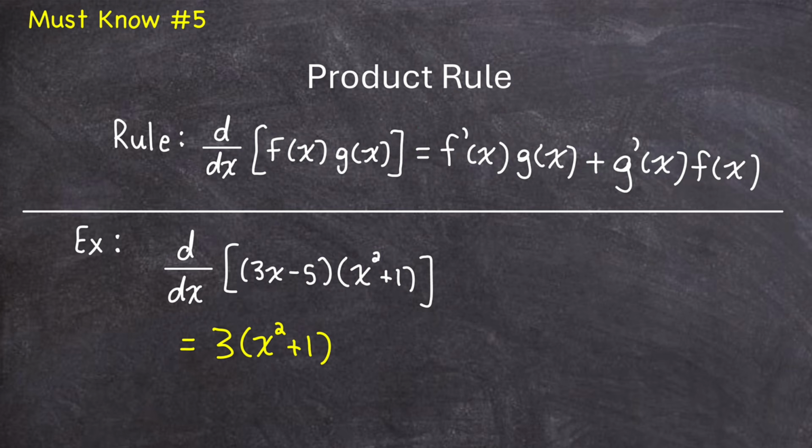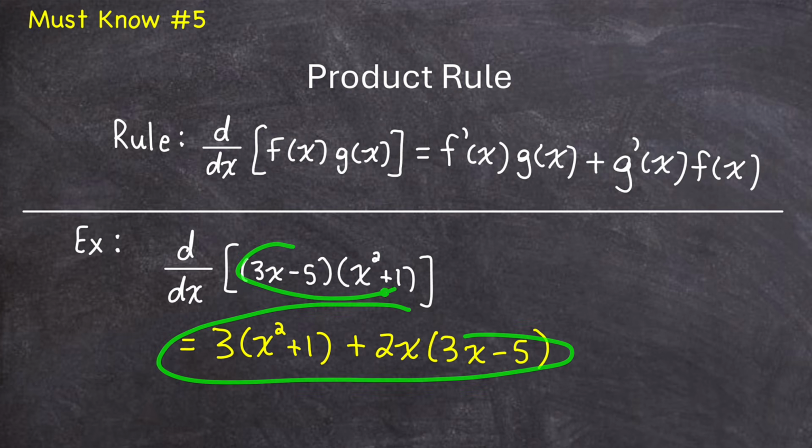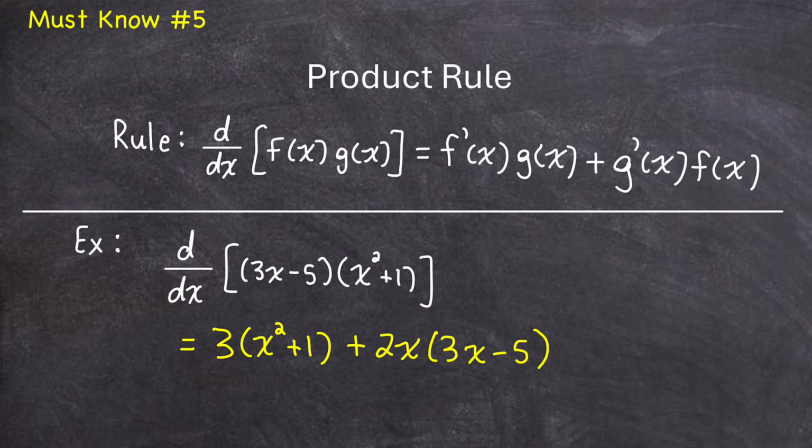Now I have to add the derivative of the second function times the first. So the derivative of x squared plus 1 is 2x. And that needs to be multiplied by the first function of x in the product, which is 3x minus 5. And now this is the derivative of this product, but we could simplify it into standard form.